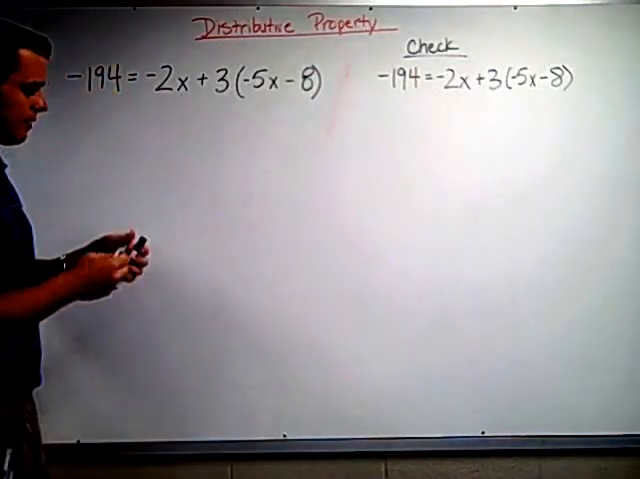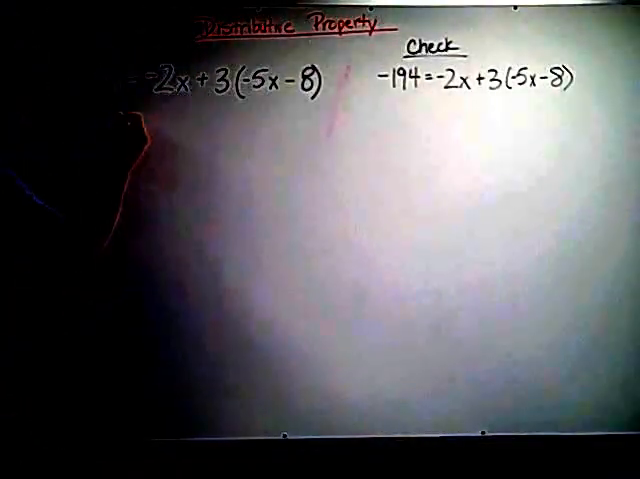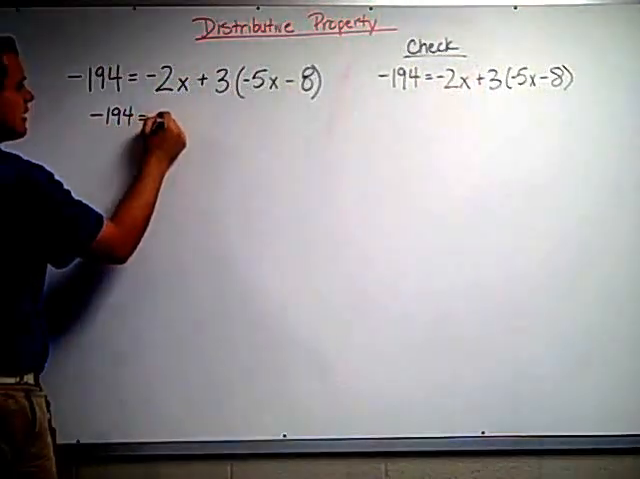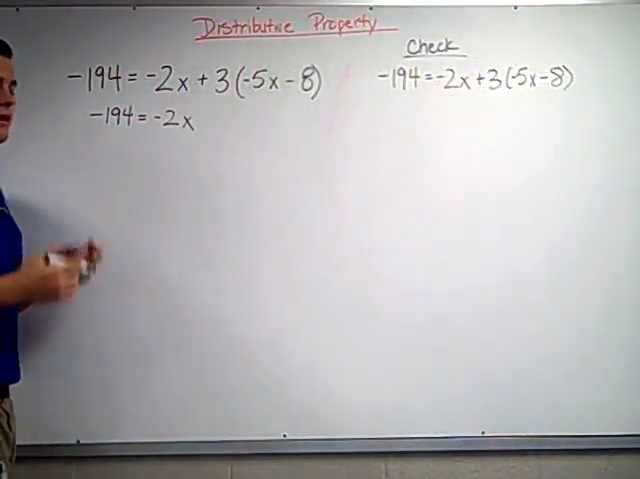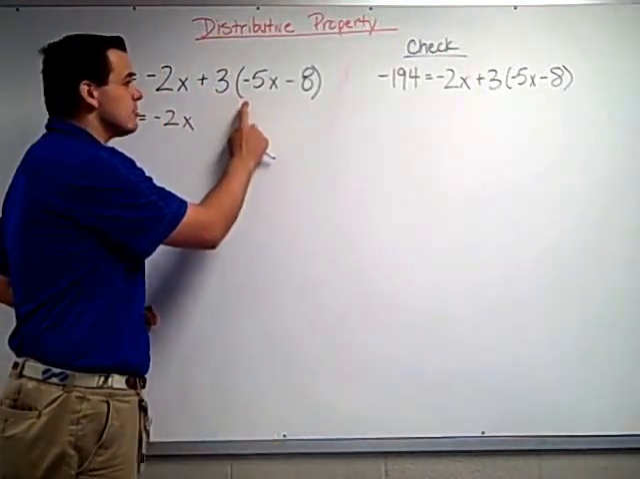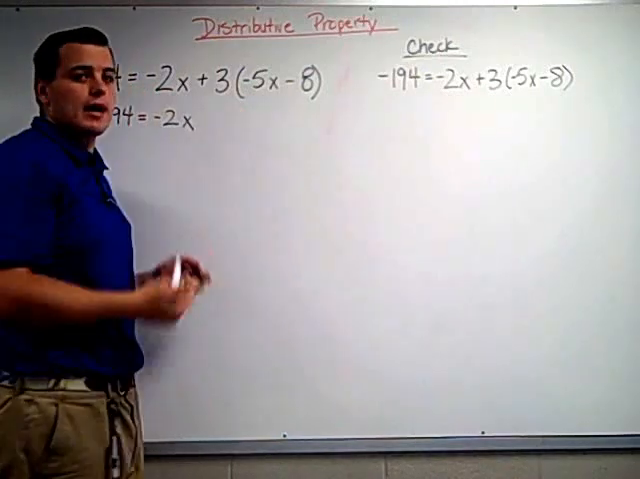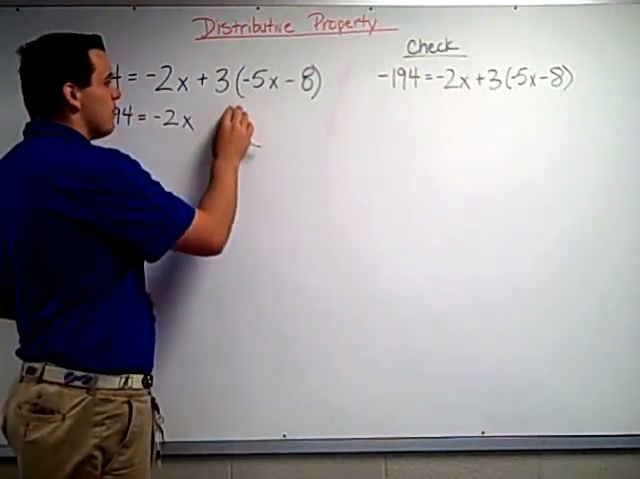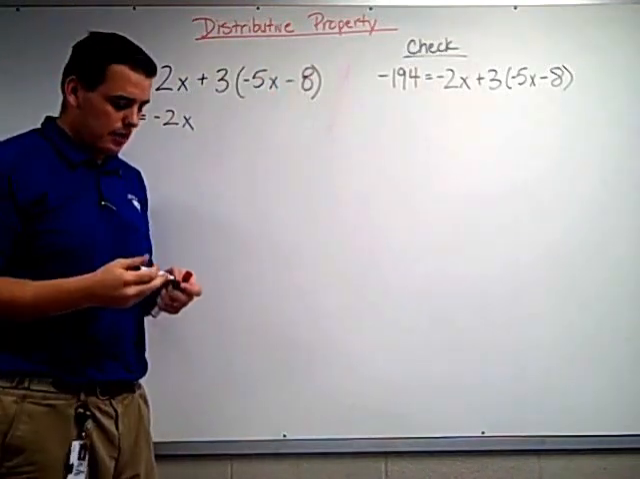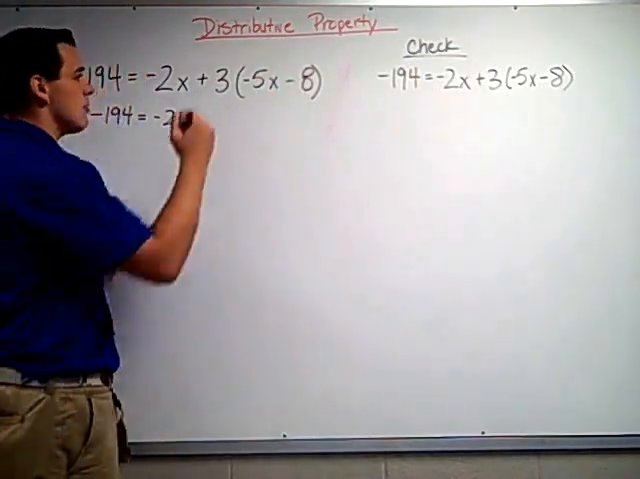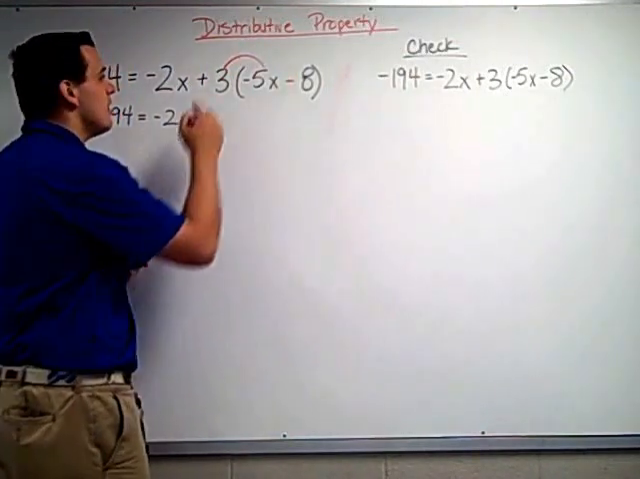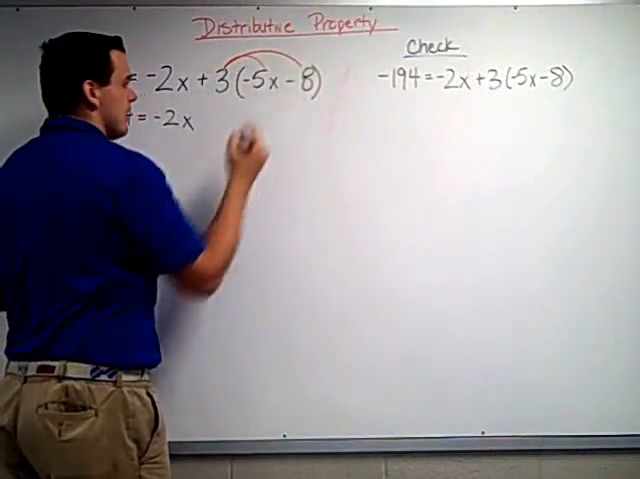Okay, so starting out, my first line, I'm going to just bring this down. Negative 194 is equal to negative 2x. Now this is where distributive property comes into play. Anytime I have a number next to parentheses, it means multiplication. But I don't need to just multiply one thing. I need to distribute this 3 into everything within these parentheses. So we'll show how we're going to distribute by putting the 3 into negative 5x as well as the 3 into 8.